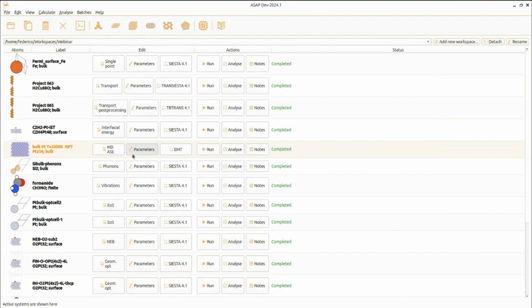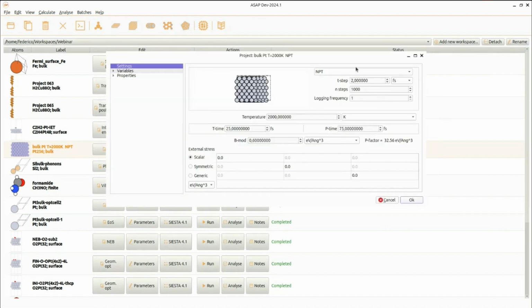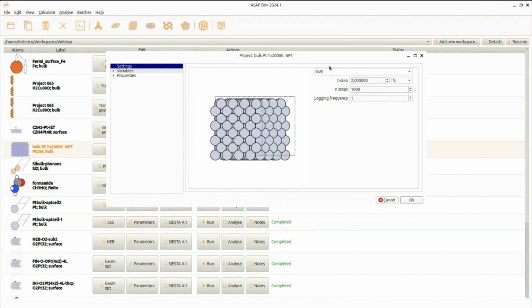Something I forgot to mention is that if you go in the parameter widget, you can decide the kind of simulation that you want, the ensemble. So you can perform an NVE, NVT, or NPT. And if you select each of those, then you can further specify the parameters of your simulation, including number of steps, initial temperature, final temperature, depending on the selected algorithm.